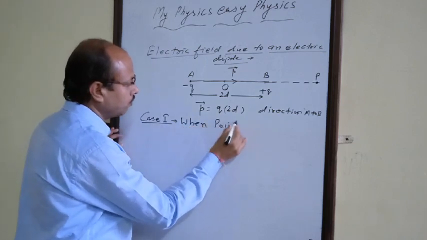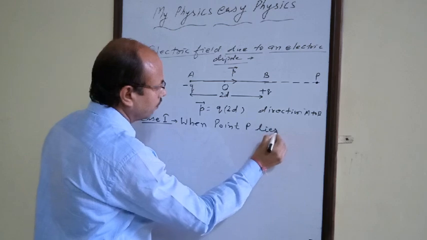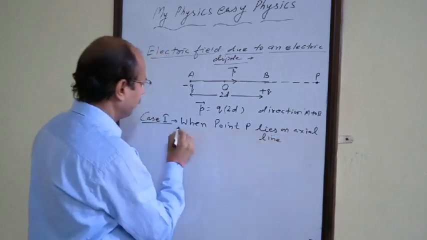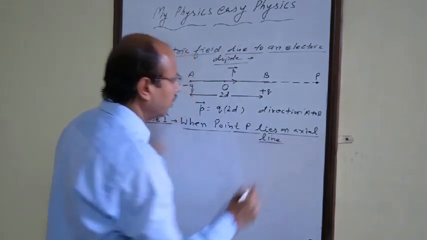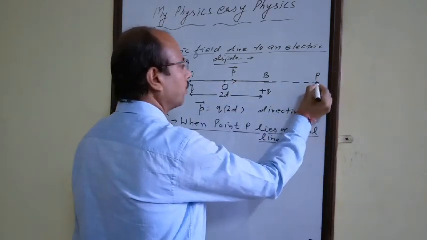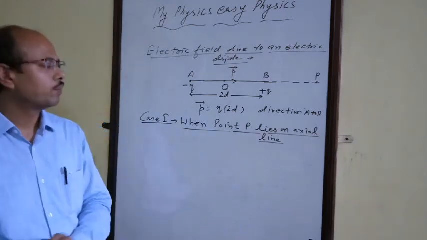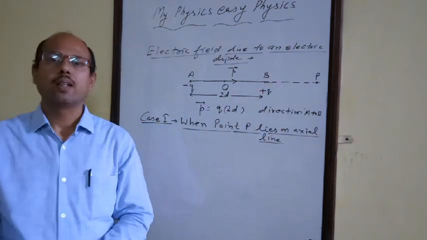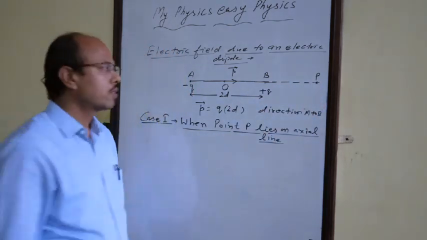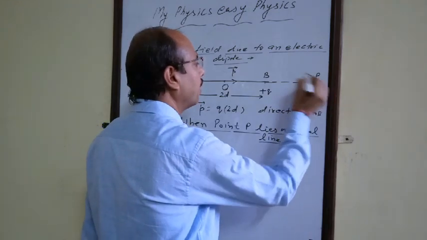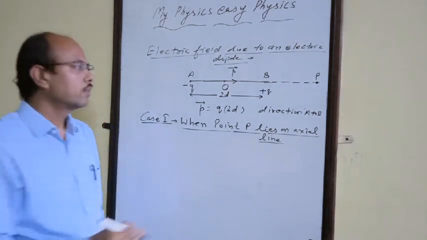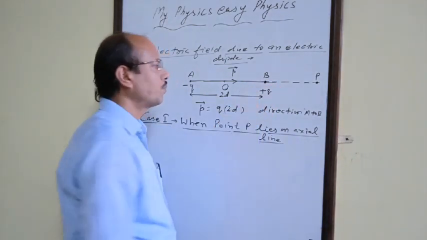First of all, I am discussing the case when point P lies on the axial line. So here this is the axial line, and this point is P. From the definition of electric field, we know that the force experienced by a unit positive charge is defined as the electric field intensity. It means here we have considered a unit positive charge at point P.